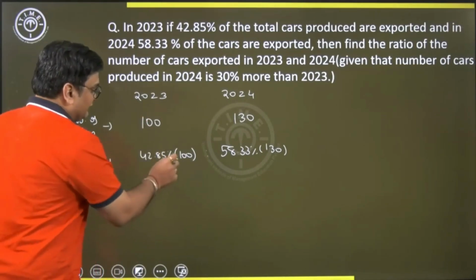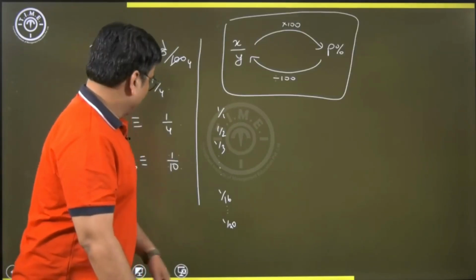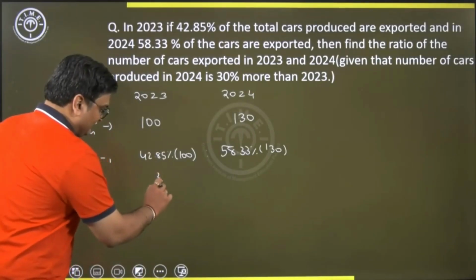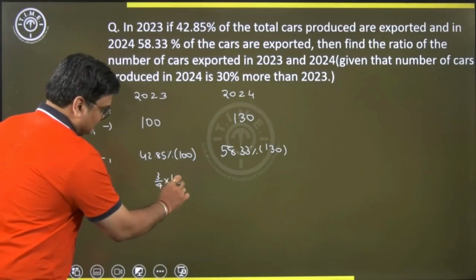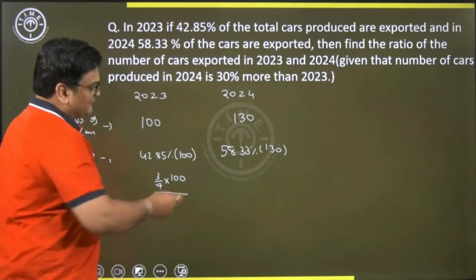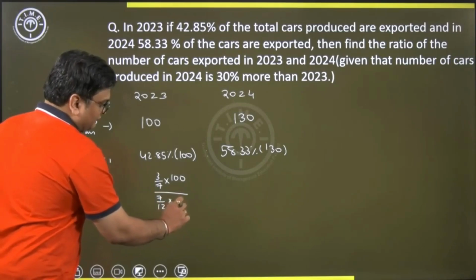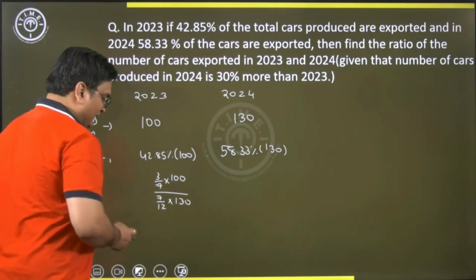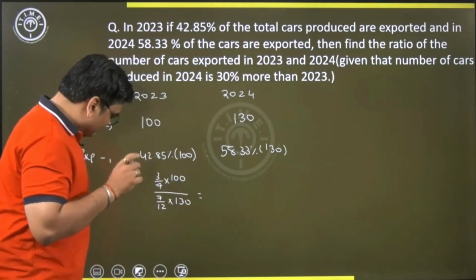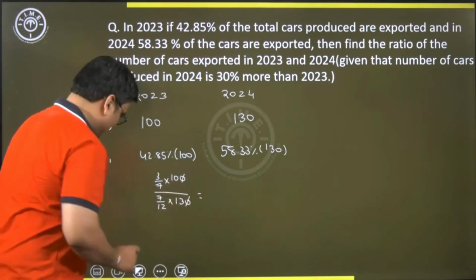But if you recall 42.85% from this previous exercise that I asked you to do, 42.85 is nothing but 3 by 7 into 100 divided by, because I want the ratio A by B, 58.33 is nothing but 7 by 12 into 130. Now when you try to find the ratio here, we could try to figure out the value somehow. Observe, we cannot cancel out any common factor, I believe, except for the 0.